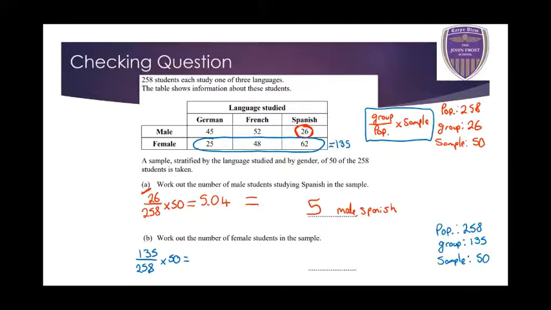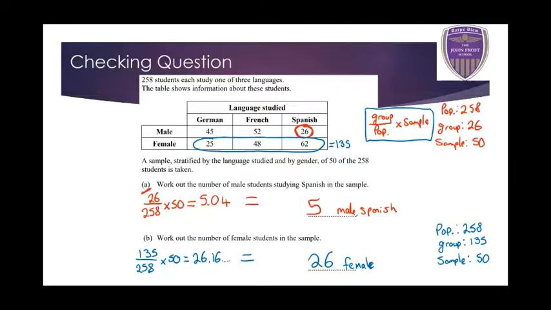And if you check those numbers in your calculator, you should get 26.16, and then there's some more decimals after that. If we round this to the nearest whole number, we would get 26 female students. Okay, so very well done.